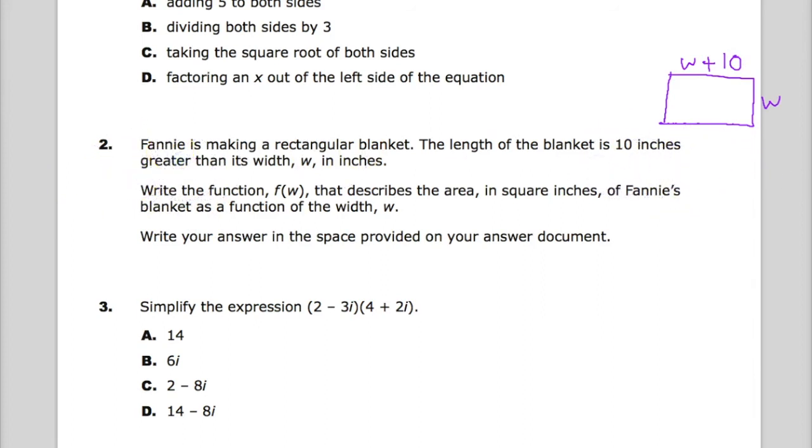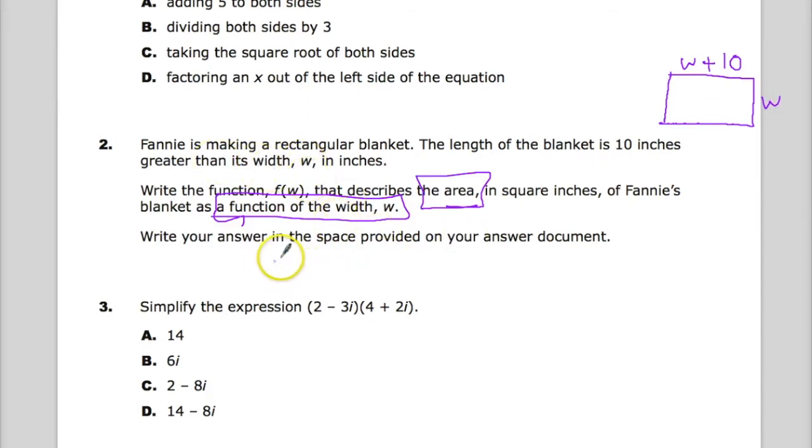Write the function that describes the area in square inches of Fanny's blanket as a function of the width. Write your answer in space provided. When it says as function of the width, what that means is they want you to use W as the variable that you use. Specifically, they want me to define the nature of this based off W being my starting point. I don't know what width is, but if I did know what width was, I could totally find out something about this, or if I knew something about the area.